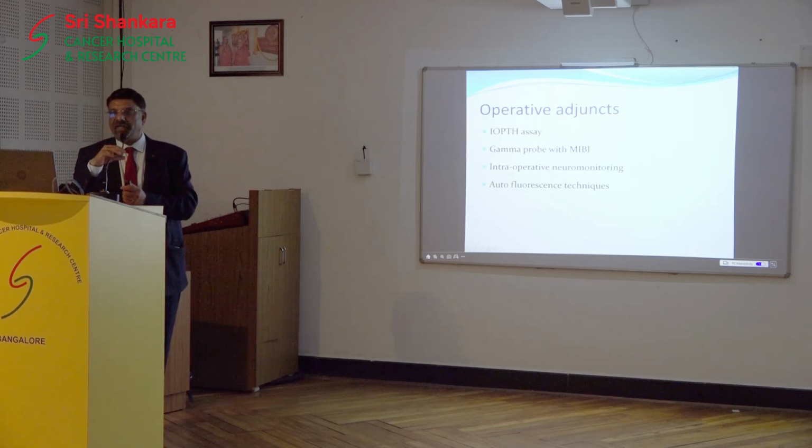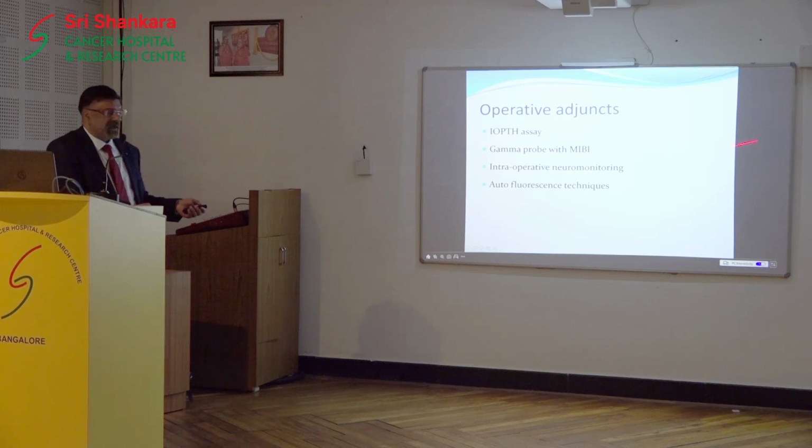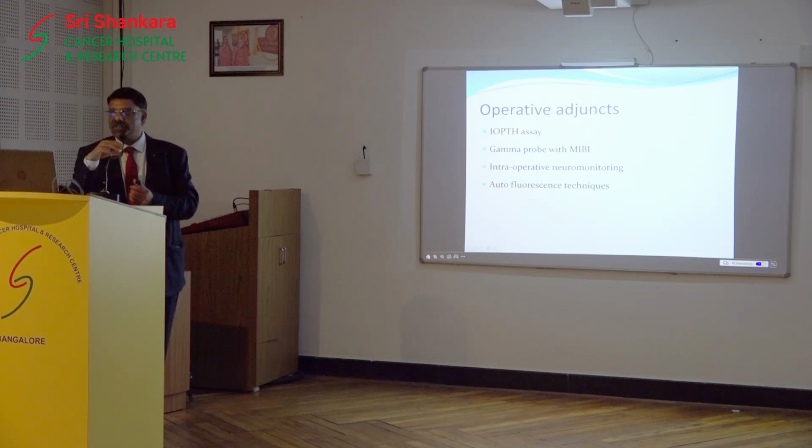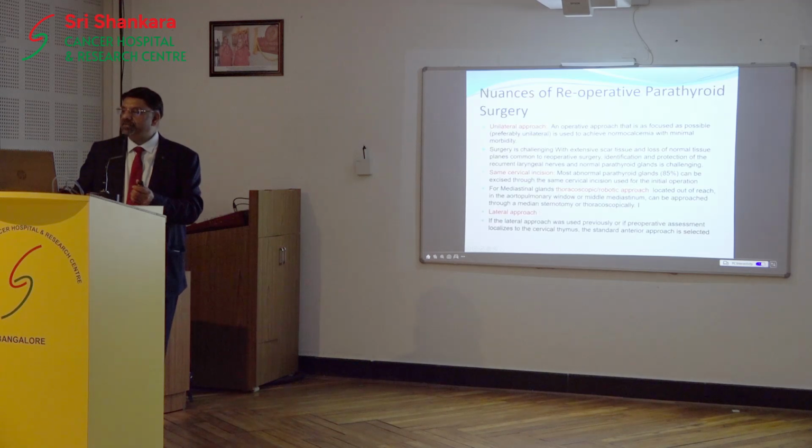Always use an operative adjunct in your reoperative surgery. It could be IOPTH, it could be gamma probe, and always use intraoperative neuromonitoring because you don't want to damage the recurrent laryngeal nerve in a scarred area. And autofluorescence we already talked about. It may not be very useful in the parathyroid setting.